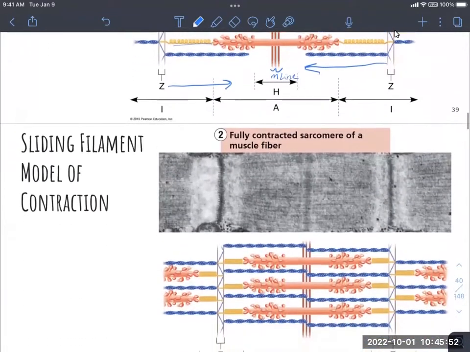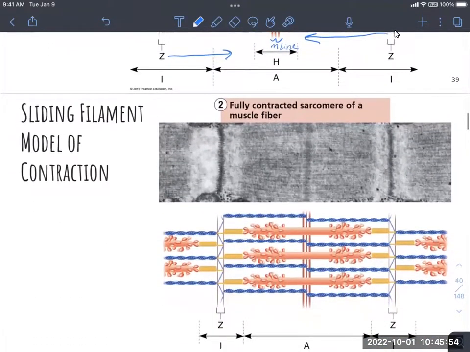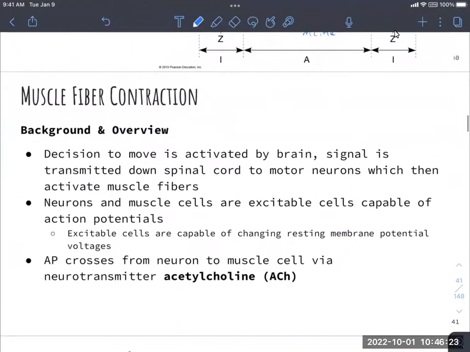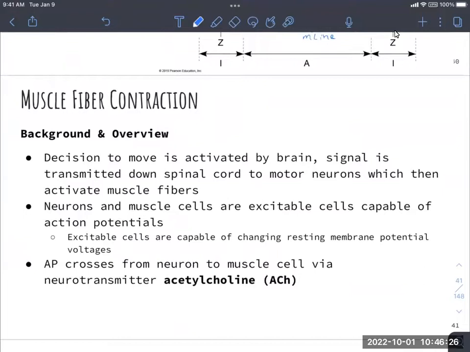So when we get a sarcomere that is fully contracted, look at how much they overlap. Those thin actin filaments are all the way to that M line. Those Z discs have moved much closer together. That H zone in the middle has completely disappeared. So there's more to it still, of course.